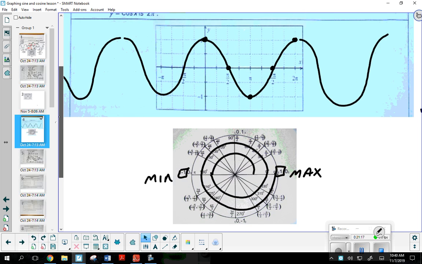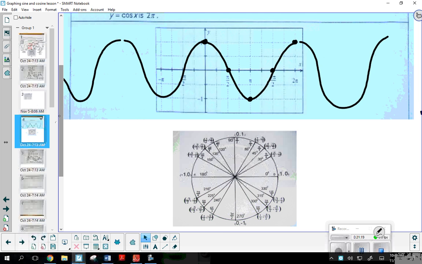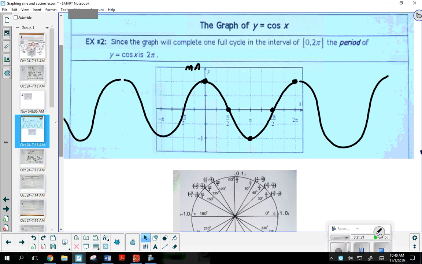In fact, let's go ahead and identify those points. This is a max. Then we have a 0. Then we have a minimum. Then we have another 0. And we finish with a max. Okay. So what's the ordered pair of that first max value? Yeah, 0 radians, because this is the intersection of the x and the y axes. So at 0 radians, you should get an output value of 1.